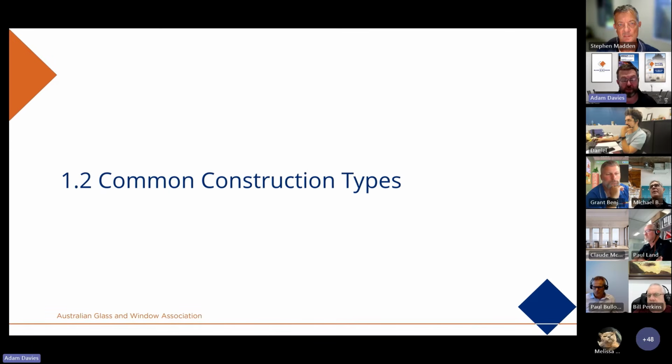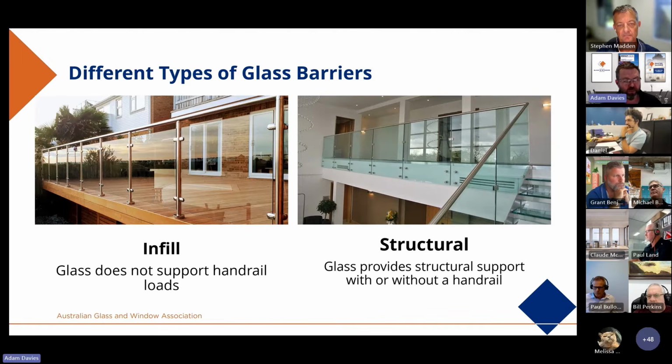Let's talk about common construction types. So primarily barriers can be broken down into two distinct types. That is an infill barrier. So that's where the glass does not support any of the handrail loads, and they are transmitted through posts and a handrail that's connected to them. The other most common type is a structural barrier. So this can be a barrier that does have an interlinking handrail or has no handrail or no load supporting handrail. And in this case, all of the loads are transferred through the glass into the fixings.